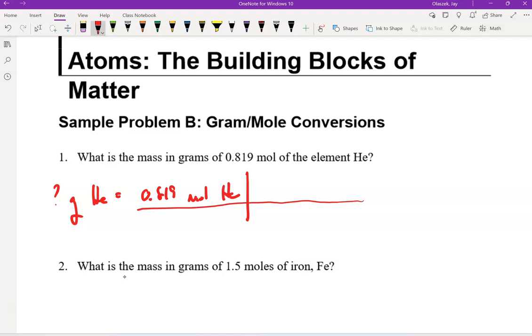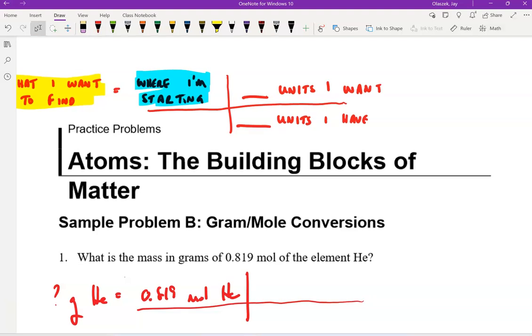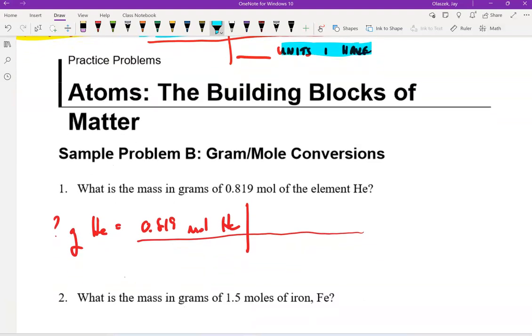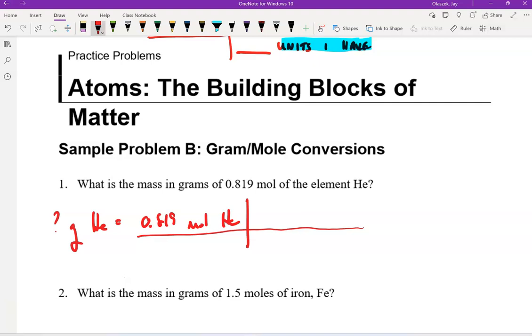You know that you are trying to find grams. You're starting with moles. Where I'm starting from is going to be what the units are that I have. That's going to go here on the bottom. In question number 1, the units we have is moles of helium. Moles of helium is right here. That means what goes on the bottom is the same, that way when we do this, the units cancel. On the top is what we're trying to find, and you should know how to use your periodic table to find the molar mass.